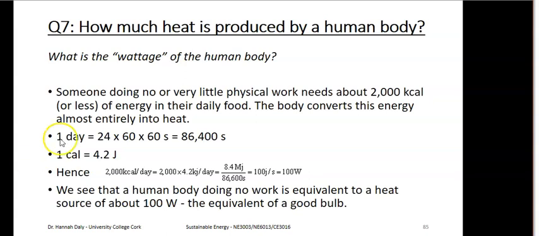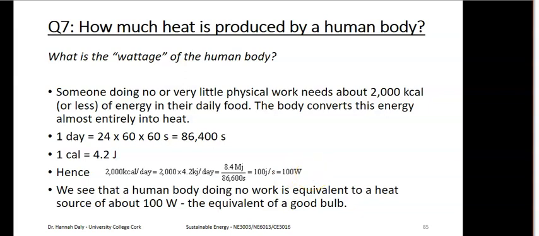So we've got 2,000 kilocalories a day, 2,000 times 4.2 joules, kilojoules per day. Divide that by the number of seconds. So you get 100 joules per second, which equals around 100 watts. So remember, 1 watt is 1 joule per second. So the human body doing no work is equivalent to the heat of around 100 watts.